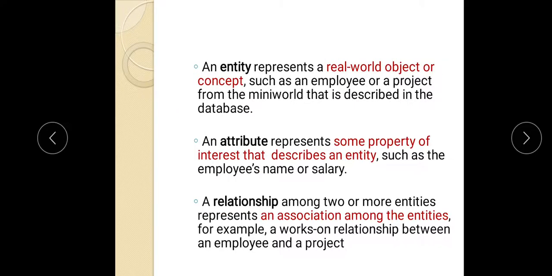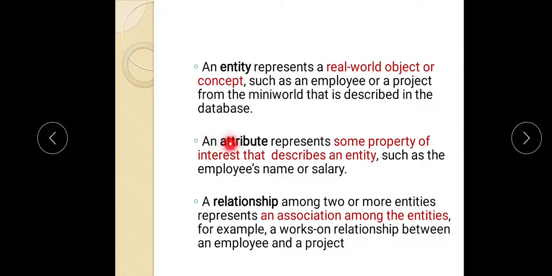Entity. An entity is nothing but a real world object or concept, such as an employee or a project from a mini world that is described in the database. So an entity will be a real world object or a concept. For example, if we are going to create a student, student is a real world entity. It actually exists in the real world. Employee is also a real world object. Project is also a real world object.